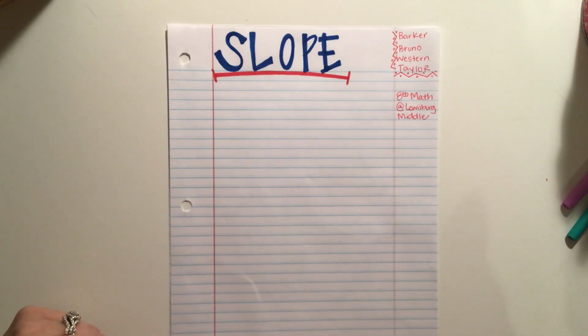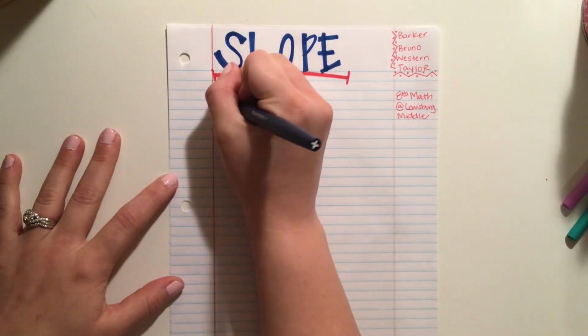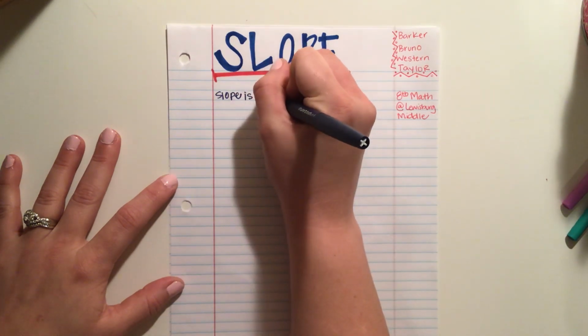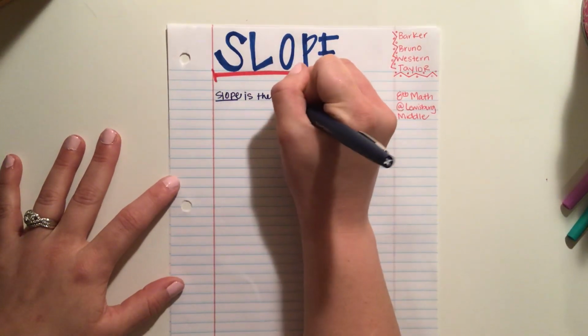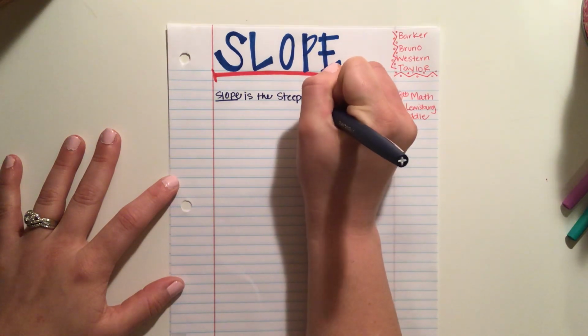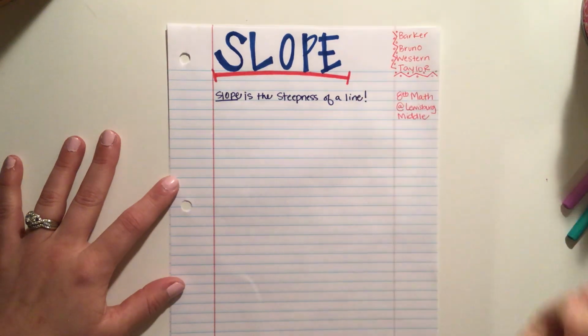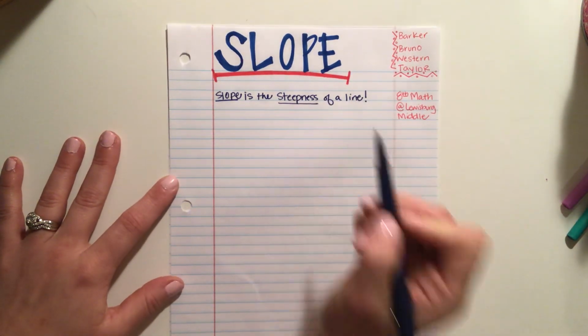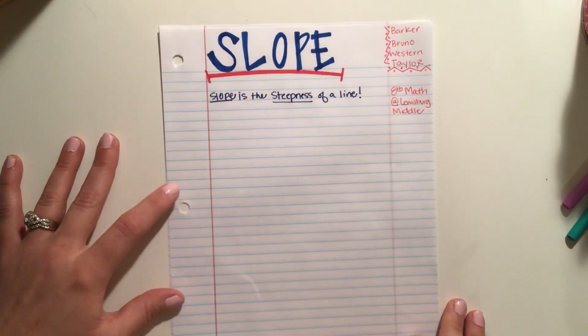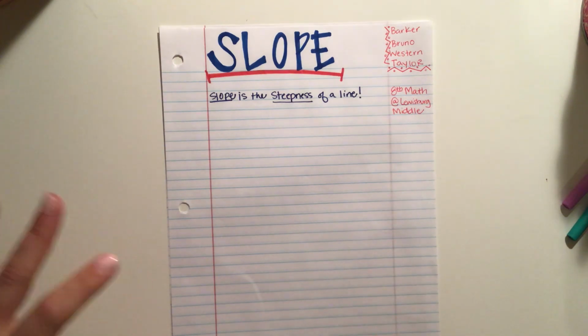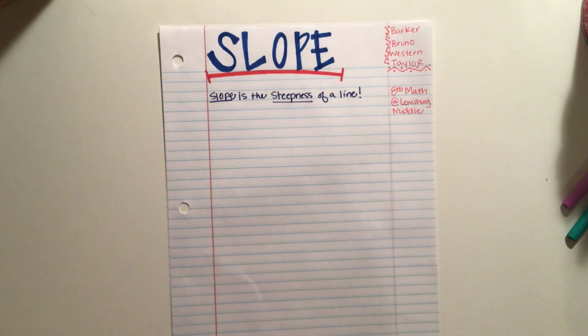Now, slope. What is slope? Slope is the steepness of a line. How steep is that line? You'll be able to determine different slopes based on what the line looks like, how steep it is going, and we're going to talk about that in several videos.